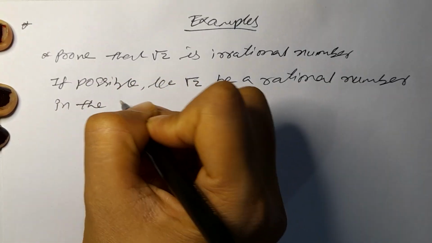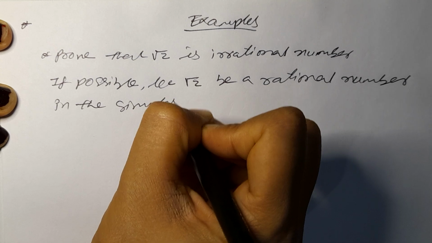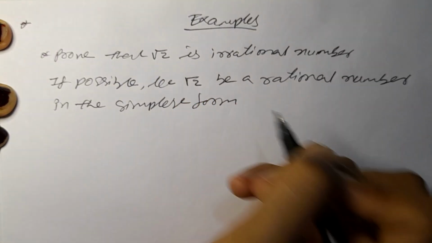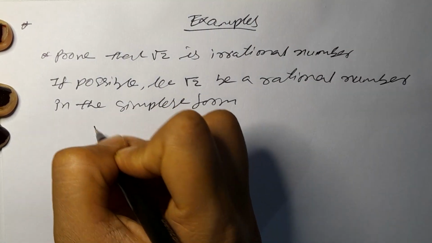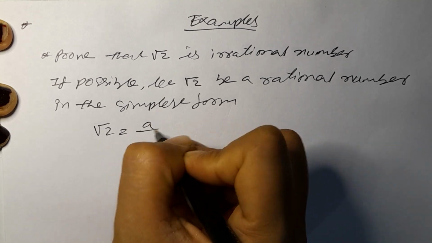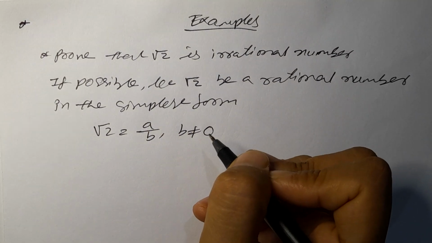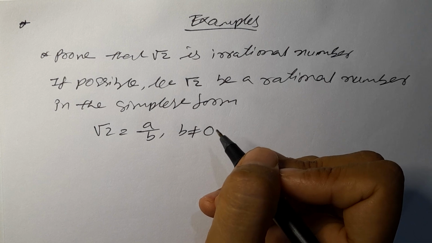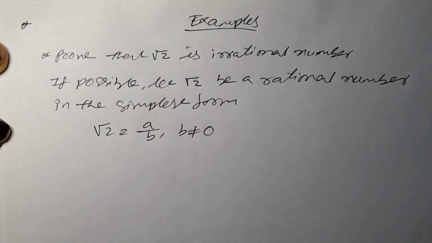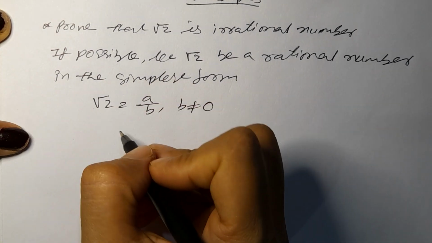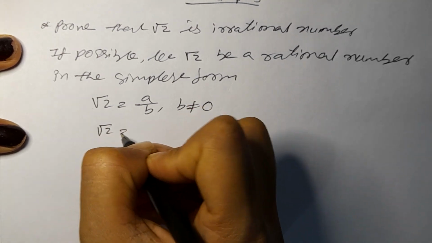in the simplest form. So root 2 is equal to a divided by b, b does not equal 0. Simplest form means only 1 is the common factor. So now, squaring both sides. First write it as it is, root 2 equal to a divided by b.